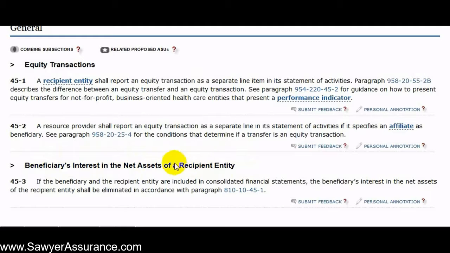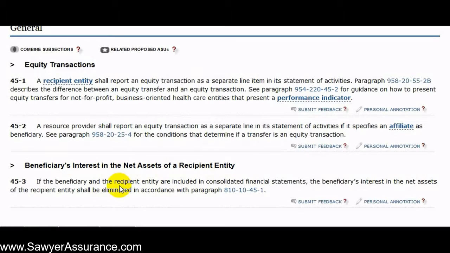On the recipient entity's financial statements, they might have an asset account that contains the assets that are received from the donors, maybe cash, maybe some kind of fixed assets, investments, something like that. And on the beneficiary's books, they have this asset account that's called an interest in the net assets of a recipient entity, almost sort of a receivable account.